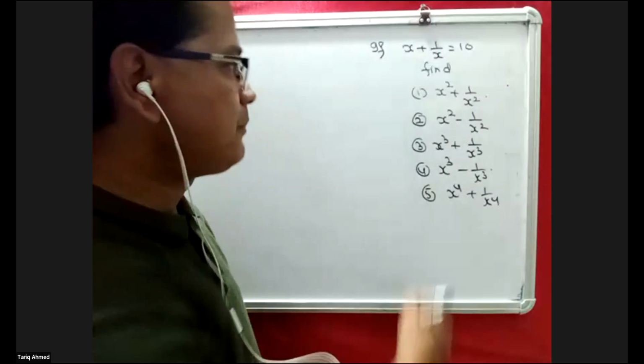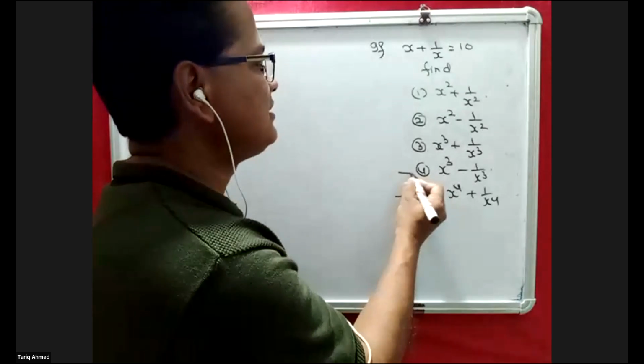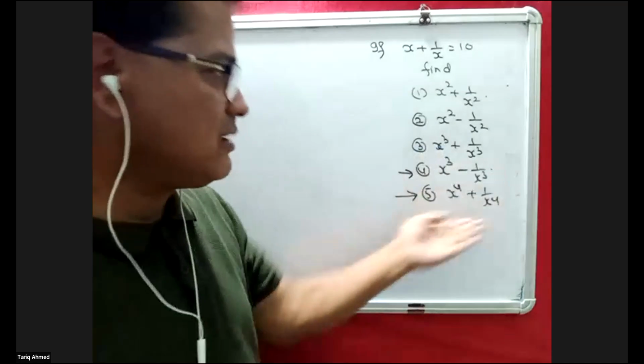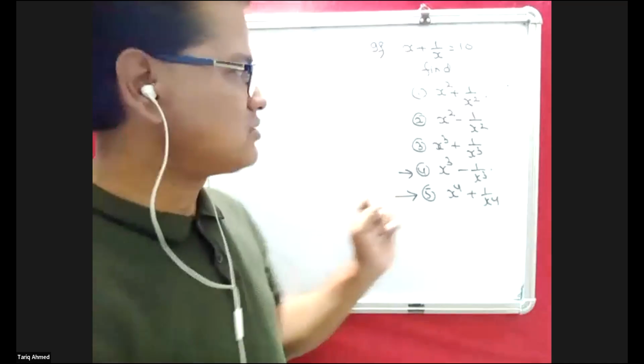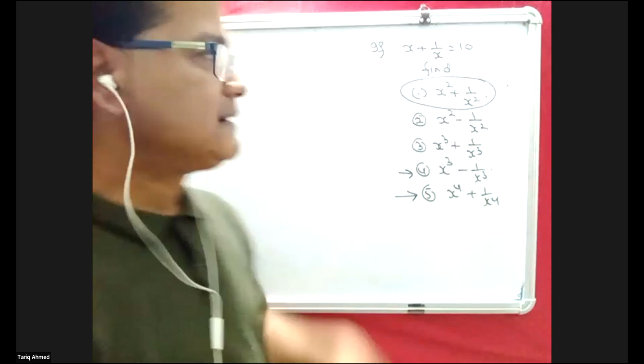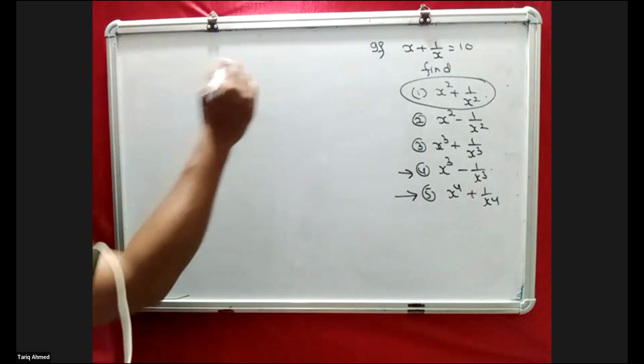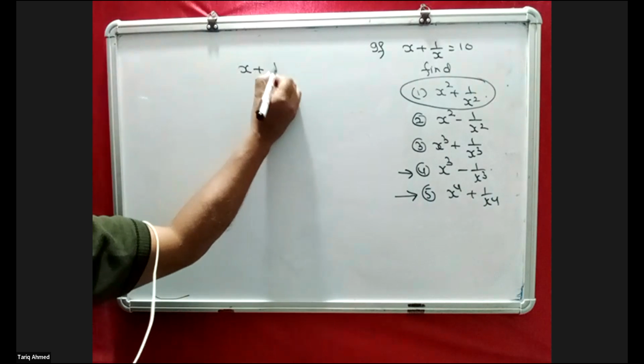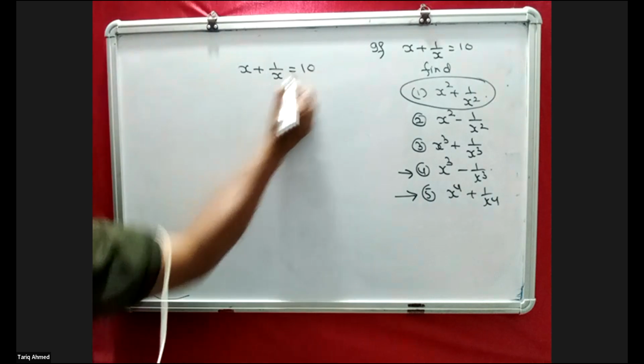Normally in an Olympiad paper, this one is asked, or something similar to this is asked. And in a school examination, you may get the simpler version. Now see how we can solve it. It is given x plus 1 by x equals 10.